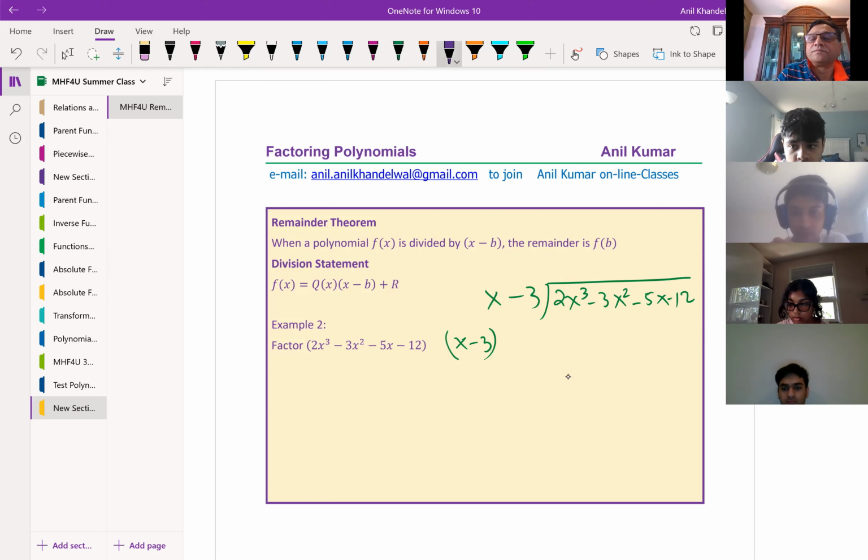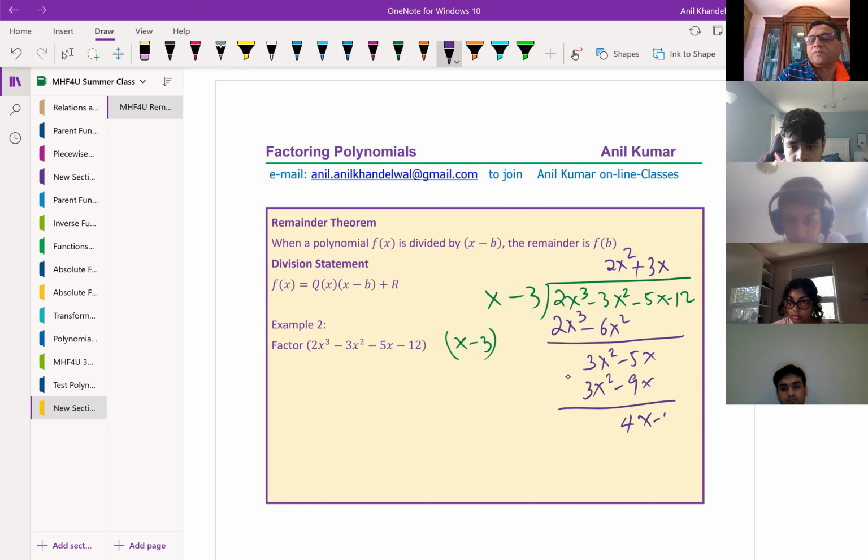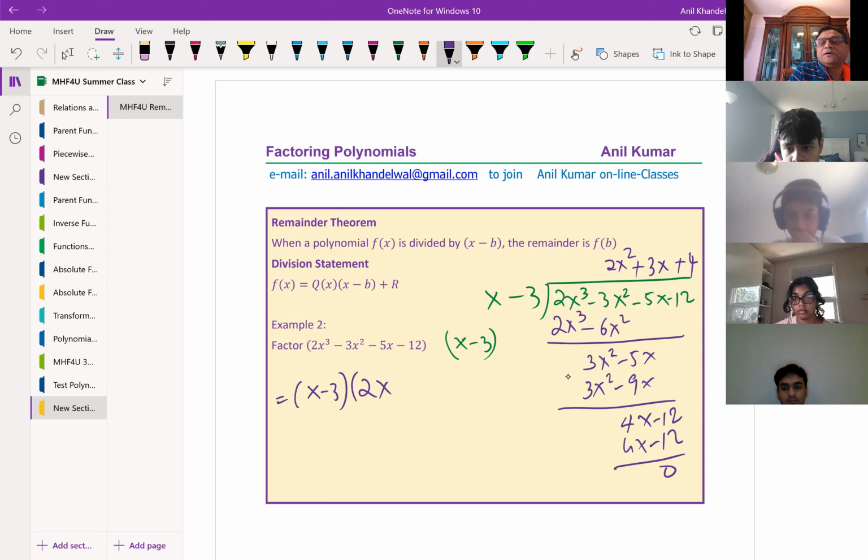So first you would divide 2x cubed by x, which would be 2x squared. And then it would be 2x cubed minus 6x cubed, 6x squared. And then that would be 3x squared minus 5x after you bring it down. And then at the top, it would be 3x. And then 3x squared minus 9x. And then 4x minus 12. And that would be 4 at the top again. And 4x minus 12. And your remainder would be 0. That this is a factor, correct? And therefore, we could write this polynomial as x minus 3 times 2x squared plus 3x plus 4, correct?